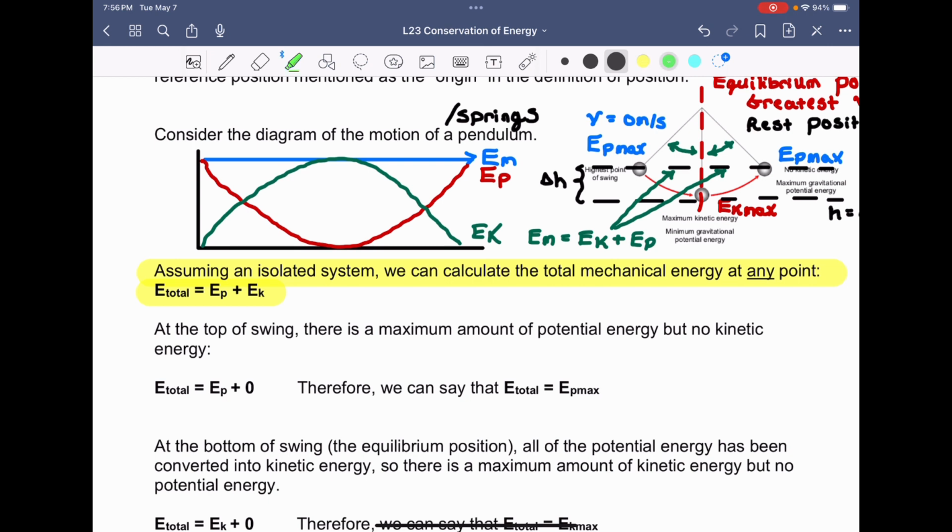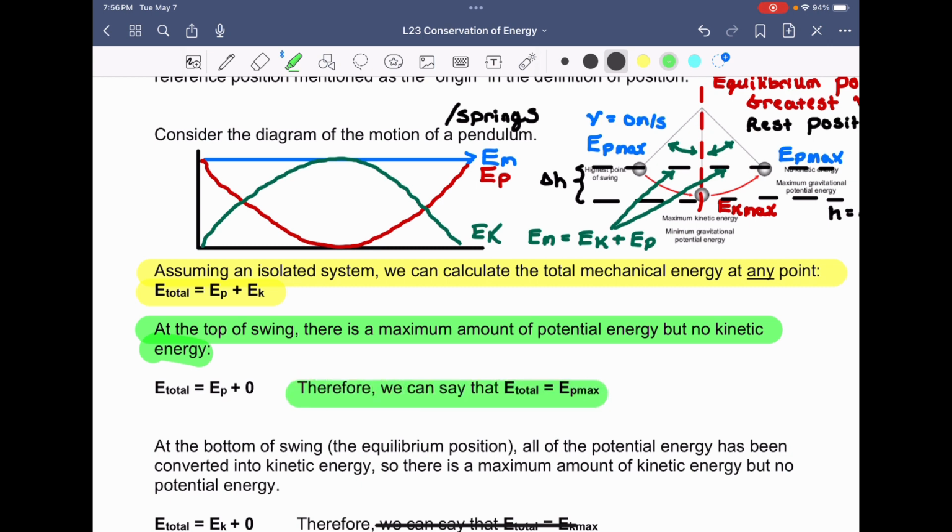Now, a couple of key notes or a couple of differentiating points. At the top of the swing, just as we were saying, there's a maximum amount of potential but no kinetic. Therefore, we can say that the total energy at that point is EP max, or only potential. And that refers to right here. We then can consider the following.